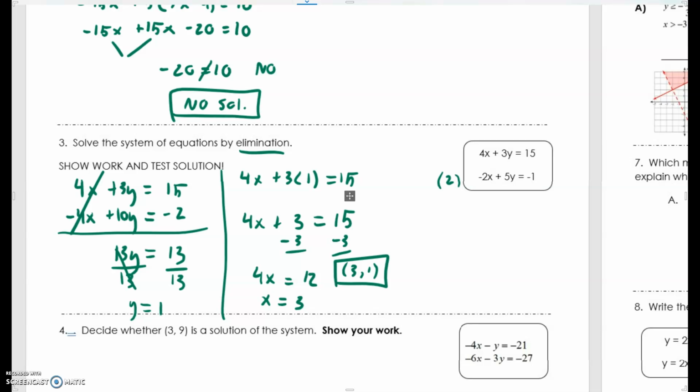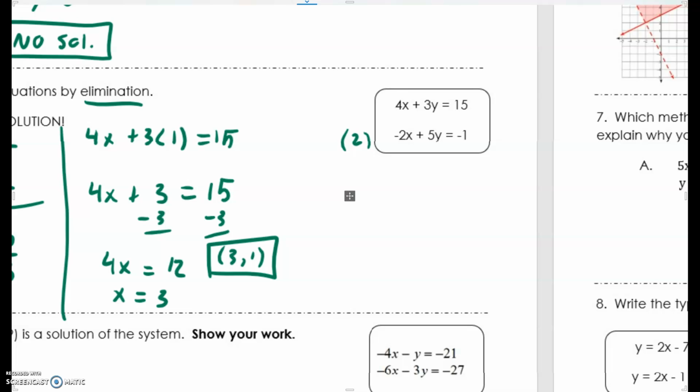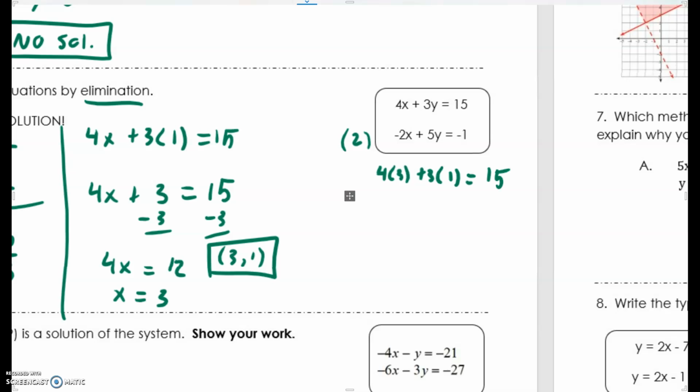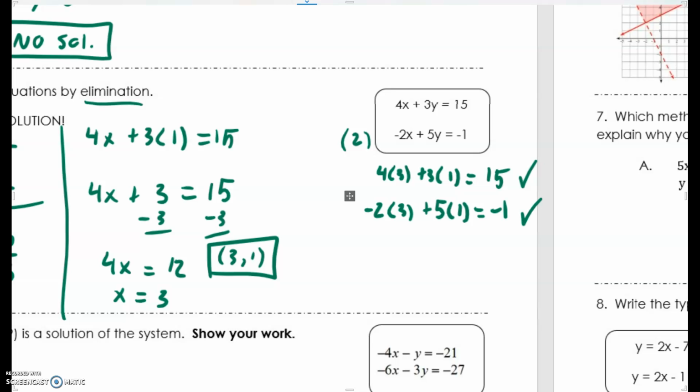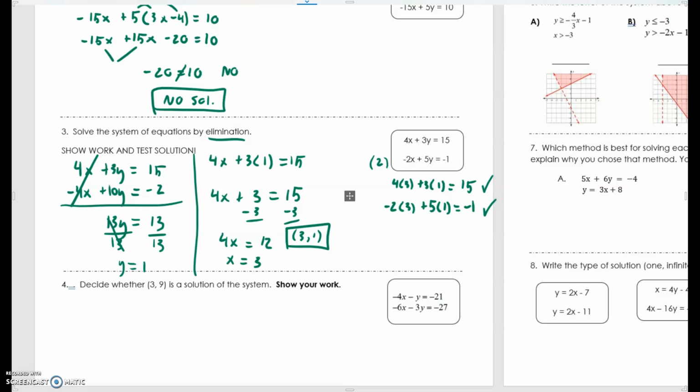Now I'm going to check it. Okay, I'm going to check it by plugging it in. So I'm plugging it into both equations. 4 times 3 plus 3 times 1, does that equal 15? Well, that would be 12 plus 3, so yes, it does. Okay, negative 2 times 3 plus 5 times 1, does that equal negative 1? Well, that would be negative 6 plus 5, so yes, it does. So that's how you would test, and I recommend doing that on every problem, so that way you can be confident in your solution.